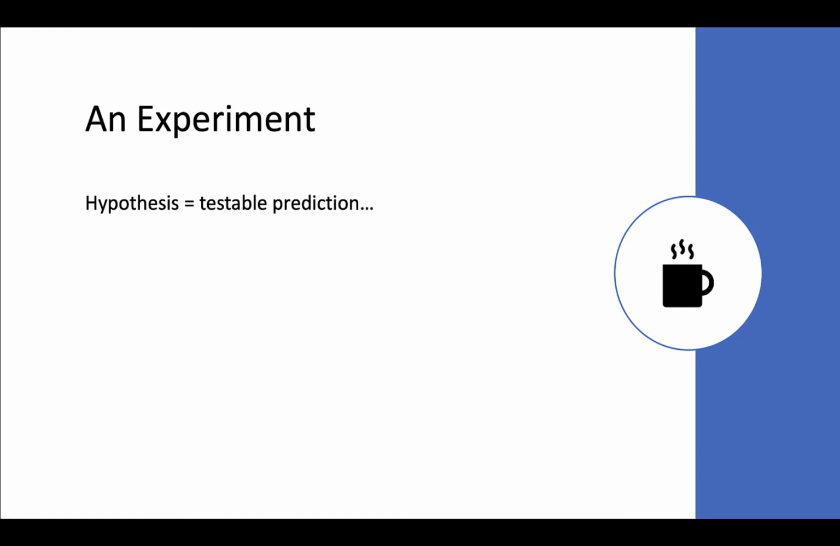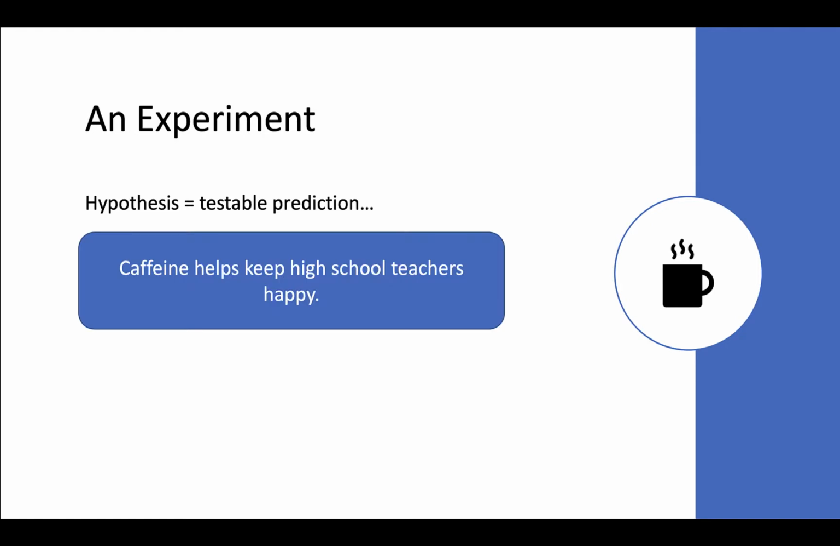The first one we've seen before, a hypothesis. In an experiment, we start with a hypothesis, or a testable prediction. For this experiment that we're going to look at conducting, we start with a question or statement: caffeine helps keep high school teachers happy. I would totally concur with that.